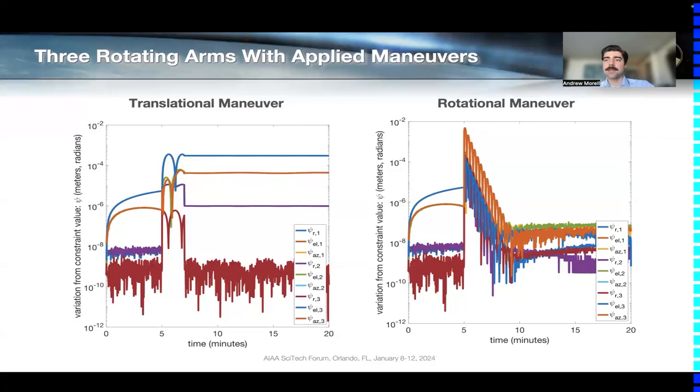Meaning that if the client and target vehicle are moving about their common center of mass, spinning about their common center of mass, that's going to be stressing the constraint between them a little bit more and maybe creating slightly larger constraint violations.